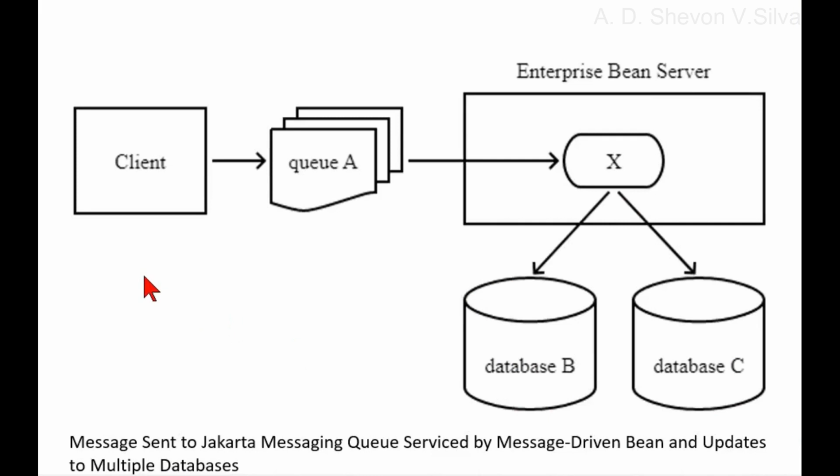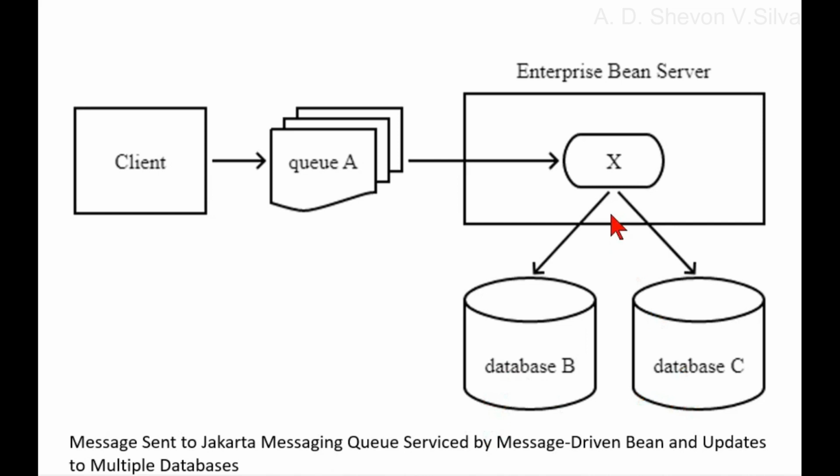Here you can see the message sent to Jakarta messaging queue serviced by a message-driven bean and updates the multiple databases. In the following figure, the client sends a message to a Jakarta messaging queue A, serviced by the message-driven bean X, and bean X updates the data using two database connections that the deployer configured to connect with two different databases B and C.